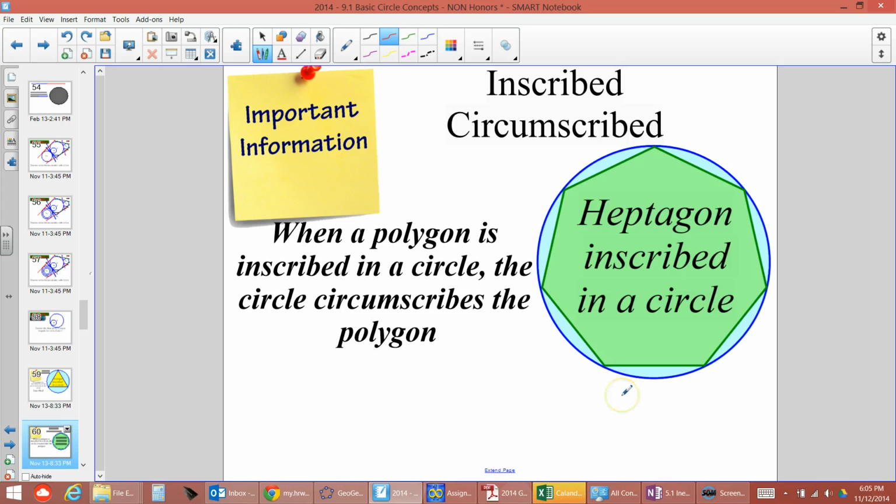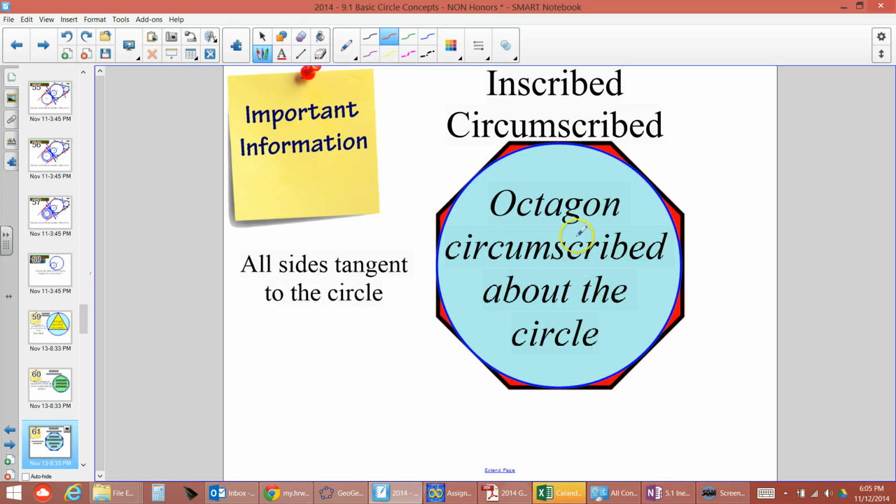Okay? We can also look at this as an octagon here. Which one's inside? The octagon is on the outside, and the circle's on the inside. So we would say the octagon circumscribed the circle, and the circle inscribed the octagon. What's cool about this circle is when you inscribe it on the inside, each one of these sides are tangent to the circle. So each one of these only touch at one spot only. That's the definition of inscribed circle.